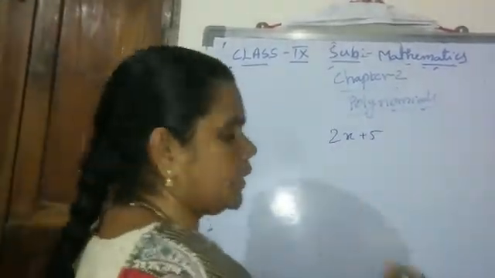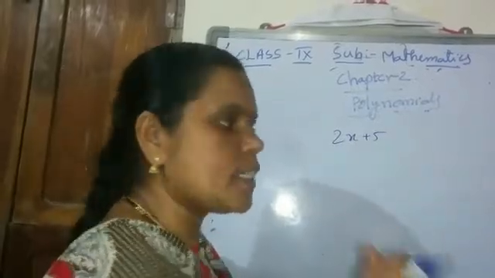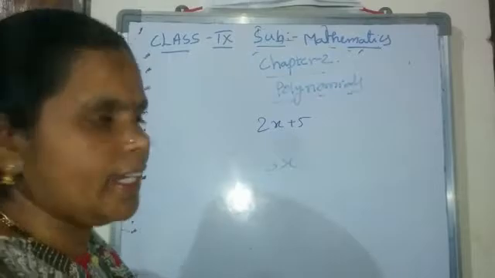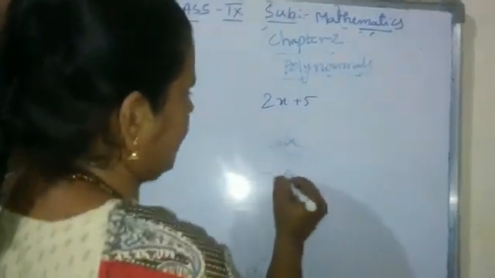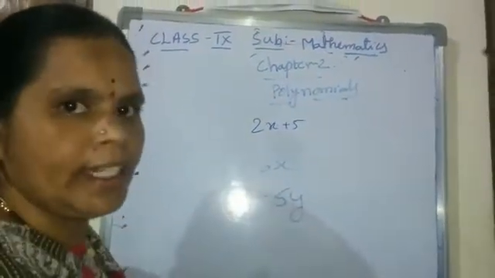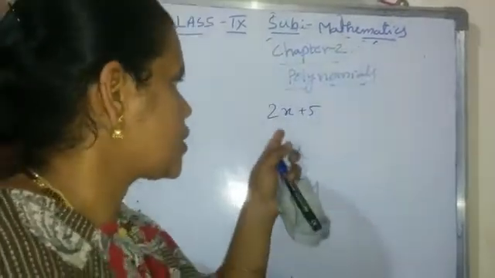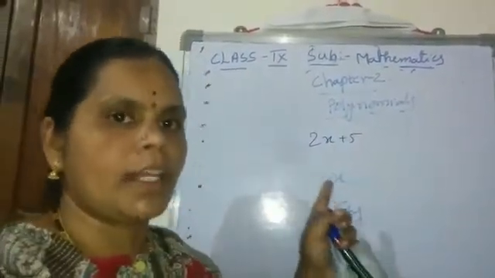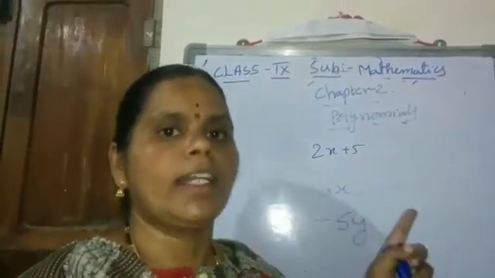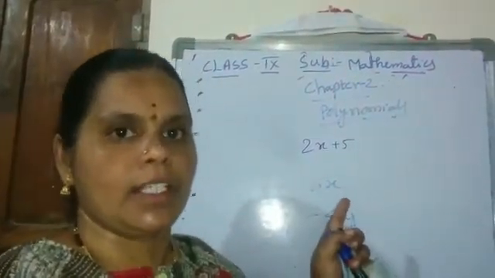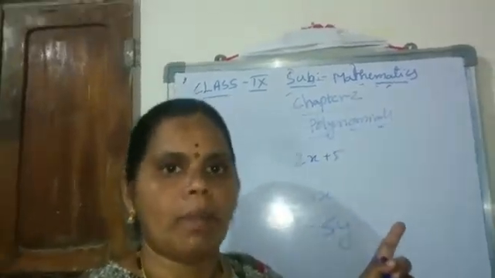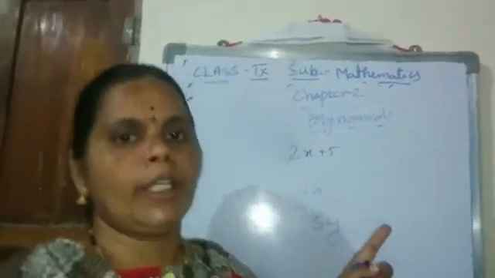Now see, what is a term? A term includes a constant and variable, like 3x. So 3x is a term, minus 3x is the next, minus 5y is also a term. An expression contains constants and variables with fundamental operations. Now what are the kinds of algebraic expressions? There are four kinds: monomial, binomial, trinomial and polynomials.